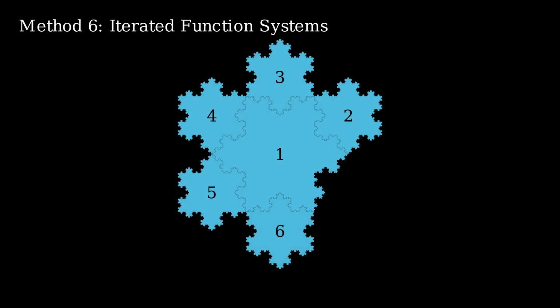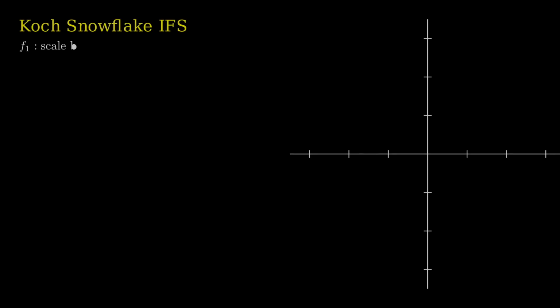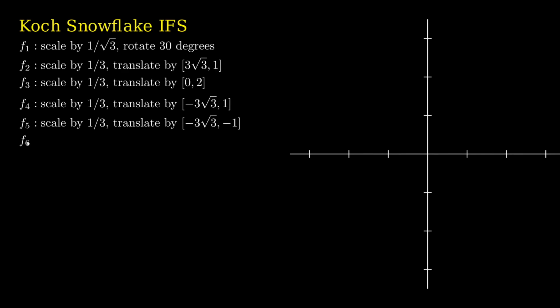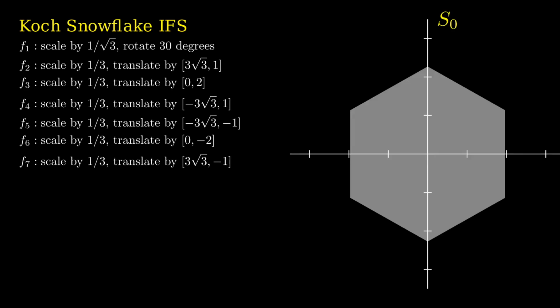In 1981, John Hutchinson introduced a technique for creating self-similar fractals using a set of contraction mappings in the plane. These sets became known as iterated function systems. Our iterated function system will consist of 7 affine transformations involving the operations of scaling, rotation, and translation in the plane. Choose any initial compact set, S0. Here we will use a hexagon centered at the origin.